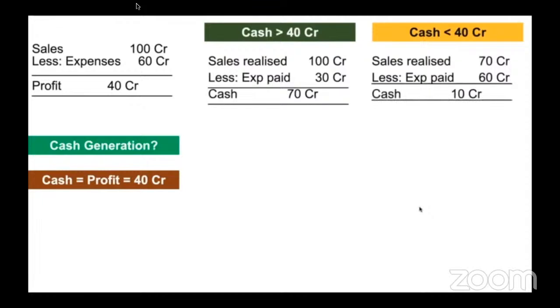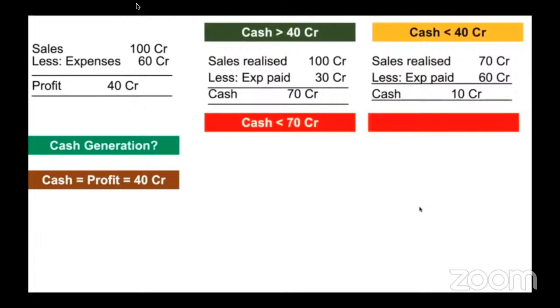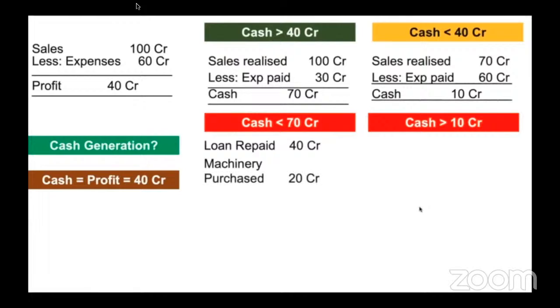So you have realized only 70 crore but you have paid the entire 60 crore, so here your cash is only 10 crore. And this can also undergo a change. This cash of 70 crore can come below 70 crore, it can even come below 40 crore. And this cash of 10 crore can go above 10 crore, it can even go above 40 crore. How? Let's say a loan of 40 crore has been repaid. Some machinery has been purchased for 20 crore. It means out of 70, 60 crore has gone. So what is the cash position? It is now only 10 crore.